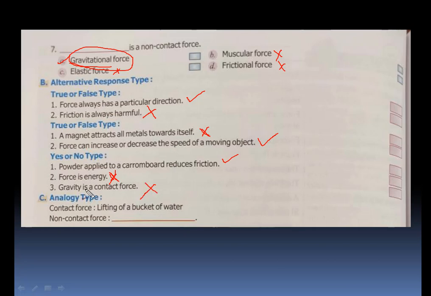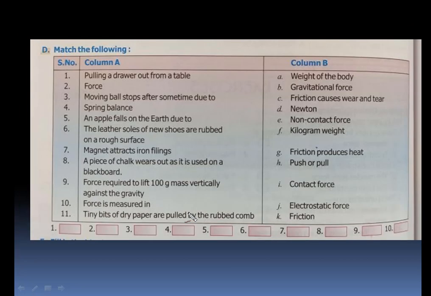Then analogy type. Contact force, lifting a bucket of water. Non-contact force, you can give any example. Lifting a bucket of water is an example of contact force. What is an example of non-contact force? You can give any one example, for example the falling of an apple from an apple tree, or any other example that comes to your mind. Next.